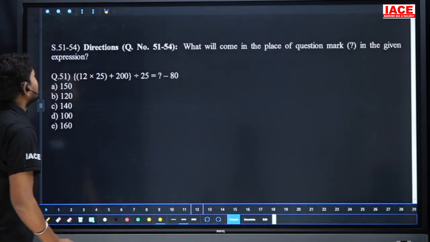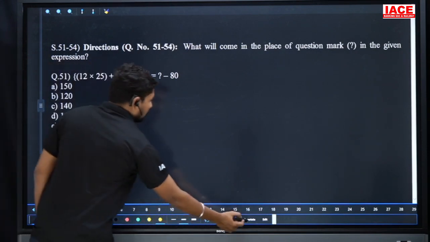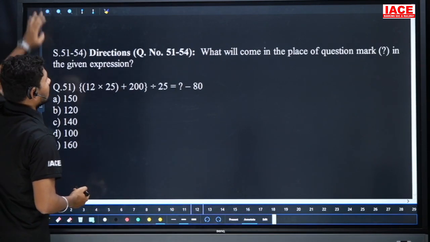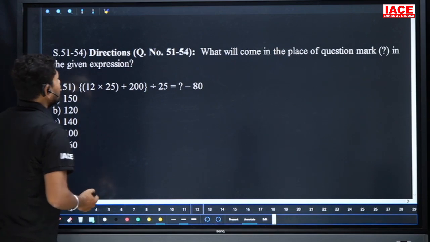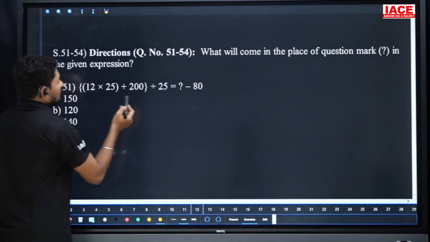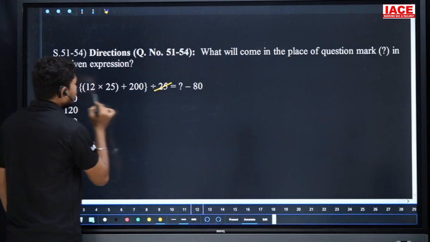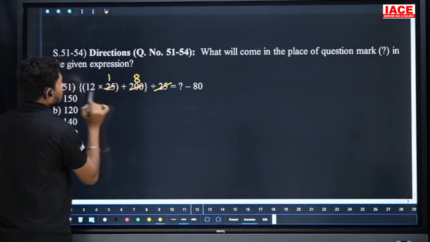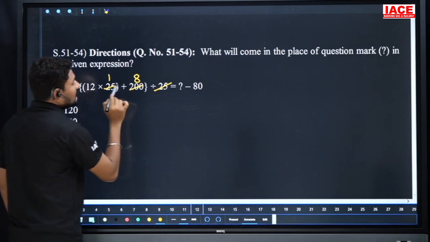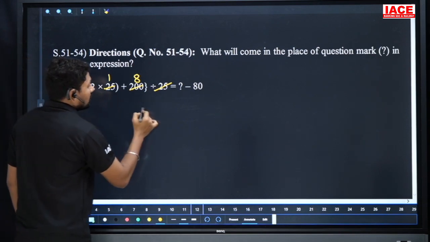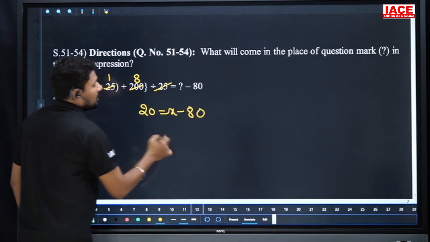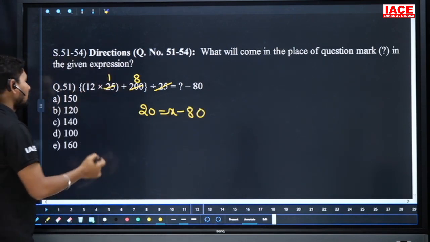So next we have a simplification. 12 into 25 plus 200 divided by 25 is equal to x minus 80. Here 25 will cancel in the first term and the second term. 25 eights are 200, 25 ones are 25. 12 into 1 is 12, 12 plus 8 is 20. 20 is equal to x minus 80. What value of x do we have to fill to get 20? 100. Then the option is D.